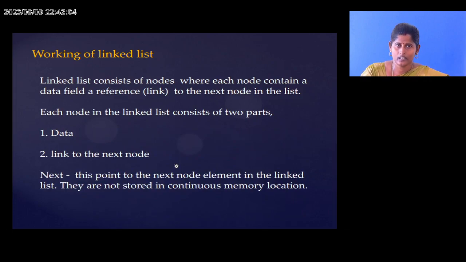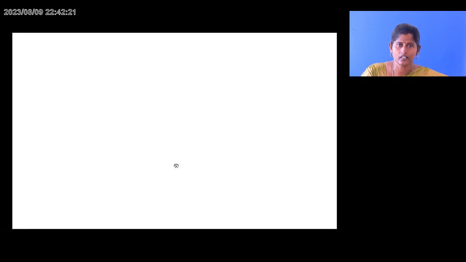Working of the linked list. The linked list consists of nodes. As we already saw, the node is partitioned into the data field and the reference field. The data field contains the element. The link part contains the address of the next node.